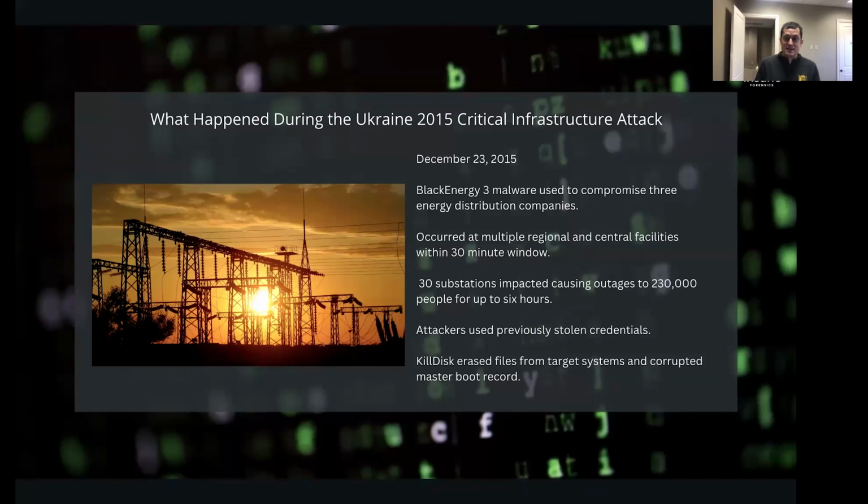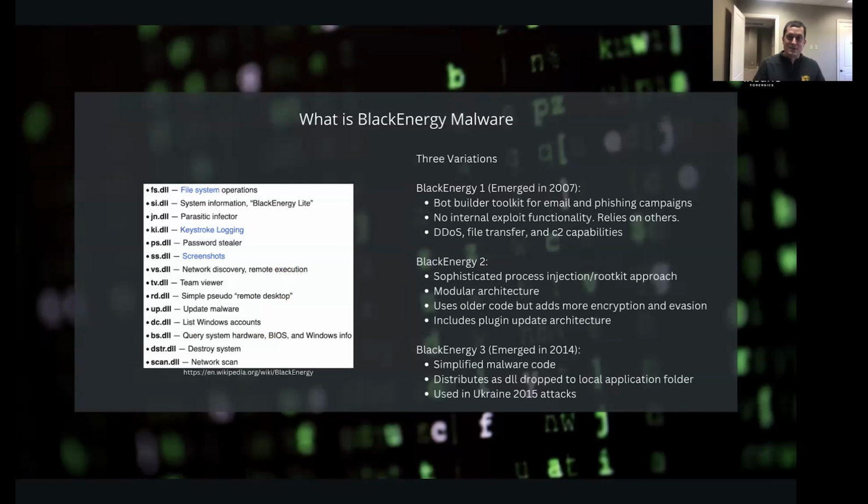What's interesting is the attackers actually manually moved the mouse around. There's a video out there you can find of one of the engineers that recorded the mouse moving without someone touching it. They accessed these facilities within a 30-minute window at multiple sites, so again, a very well coordinated, very well resourced attacker. They took down about 30 substations, cutting power for about 230,000 people. It's believed they used stolen credentials, and then they used KillDisk to erase files from target systems and corrupted the master boot record, delaying response and doing other things with this.